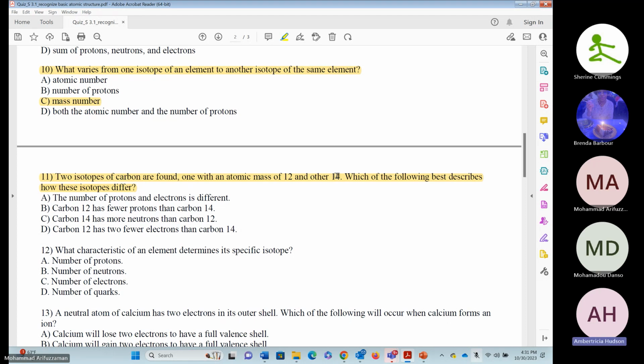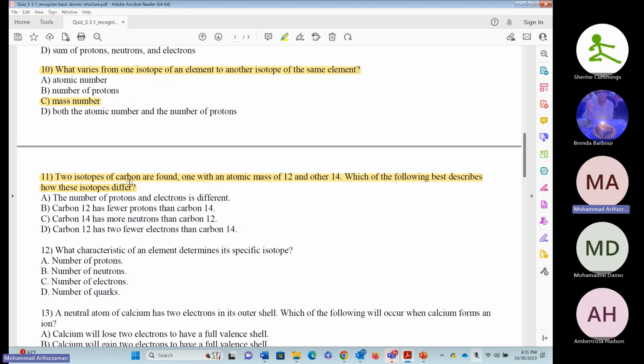Oh boy, I think it's A. The number of protons and electrons is different. Remember, electrons do not contribute to isotopes. So isotopes depend on protons and neutrons.